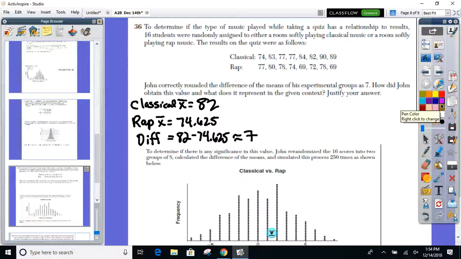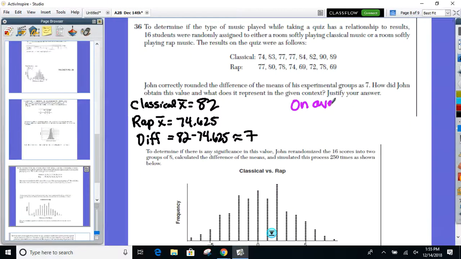Any thoughts? Who did better overall? Classical. So this is what the 7 is saying: on average, because that's what it is, it's an average, those who listened to classical did... Anybody want to finish this? Not percent. That's 7 points. 7 points better. So those who, on average, listened to classical did 7 points better.